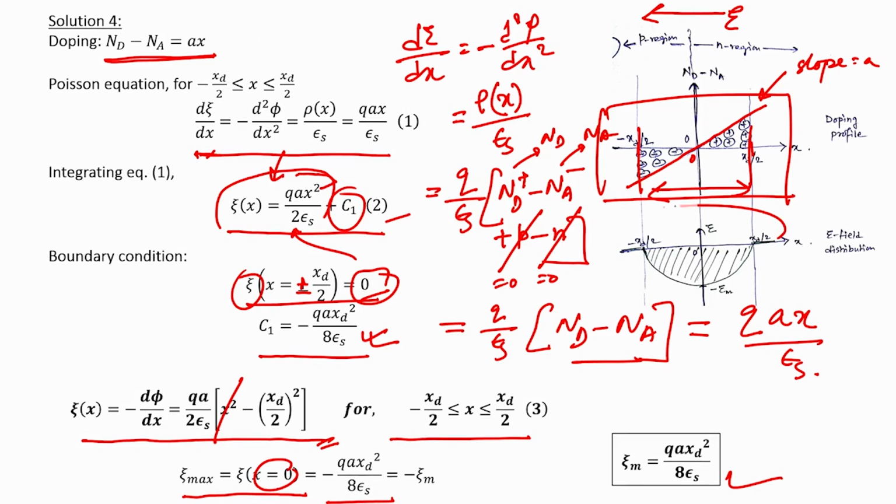This is the diagram which shows the electric field profile. You can see a quadratic profile, and this is the peak electric field, whose magnitude is epsilon m. So minus that is the maximum electric field.